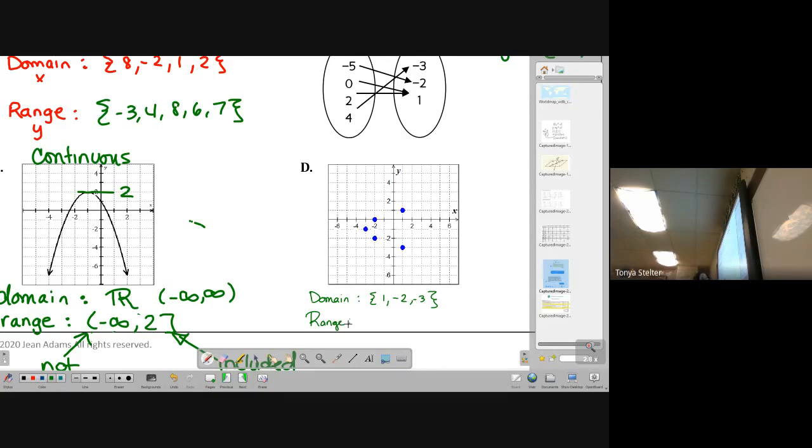Range would be the corresponding y values. So I see a 1, a 0, a -1, a -2, and a -3.